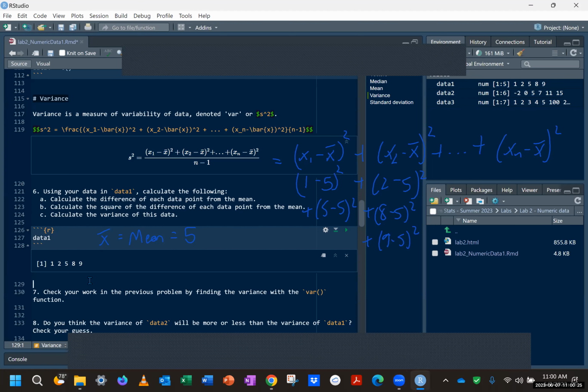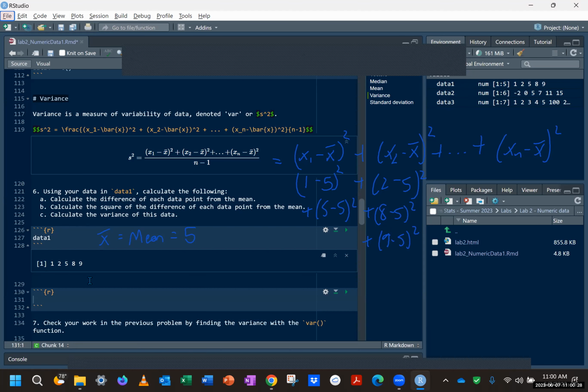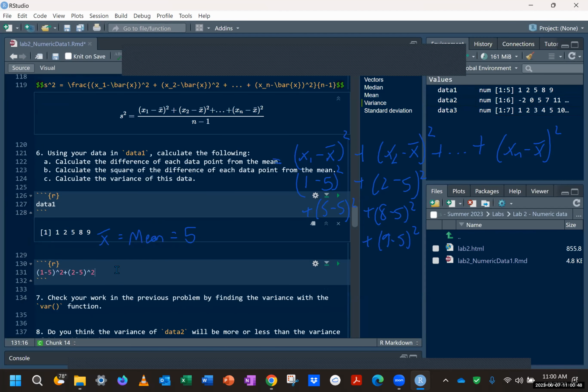We could do this all by hand. And this is the only time we're going to do it by hand. I'll say 1 minus 5, square it. This square is shift 6. And then plus 2 minus 5, square it. I can make this bigger for you guys. Plus 5 minus 5, square it. Plus 8 minus 5, square it, and 9 minus 5. Okay. That's the top of my fraction here.